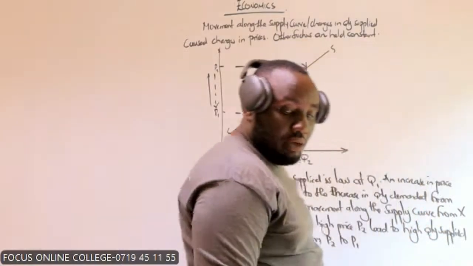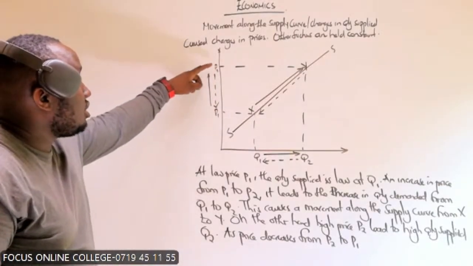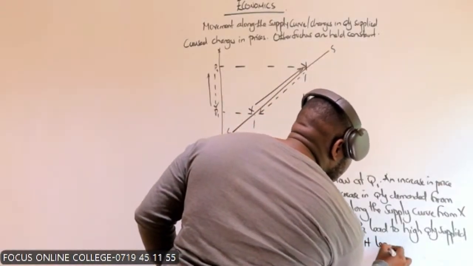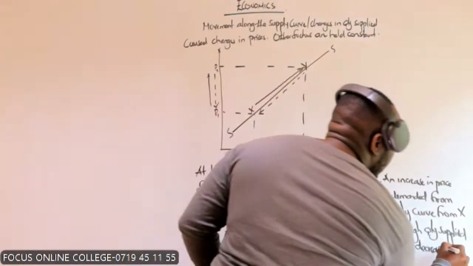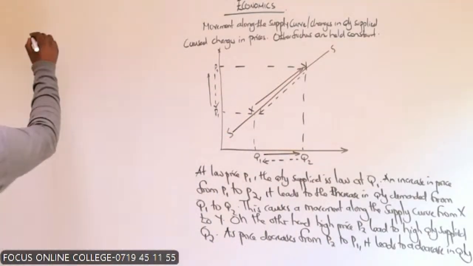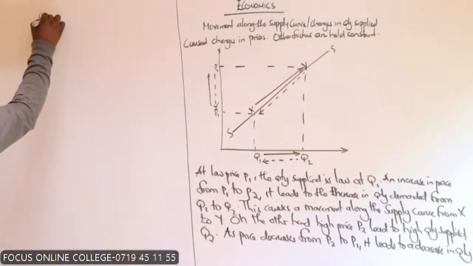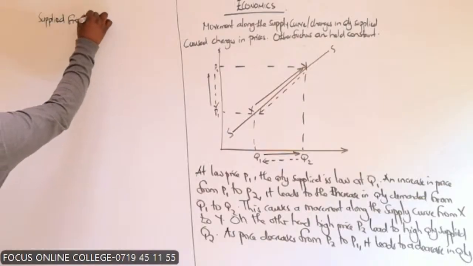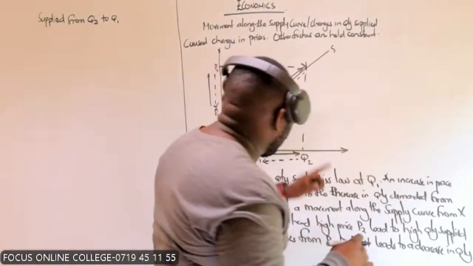So then we basically understand that when price decreases from P2 to P1, it leads to what we call a decrease in quantity. We say a decrease in quantity supplied, from Q2 to Q1. It leads to a decrease in quantity supplied from Q2 to Q1.